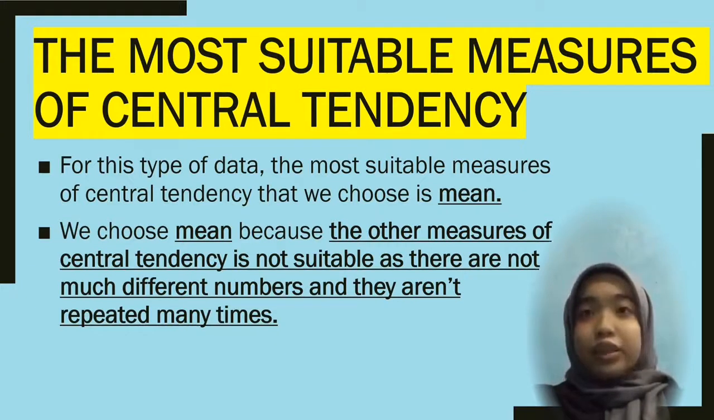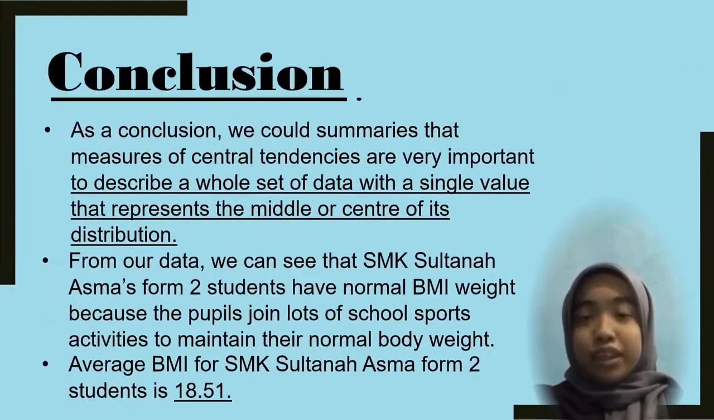After that is the most acceptable measure of central tendency. For this type of data, the most acceptable measure of central tendency that we chose is mean. We chose mean because the other measures of central tendency are not acceptable, as there are not many different numbers and they are repeated many times.